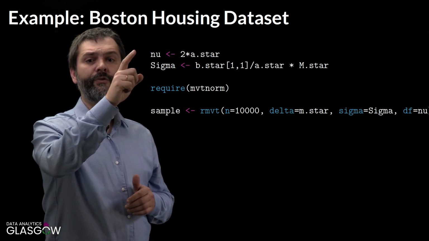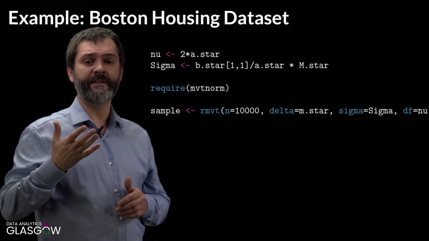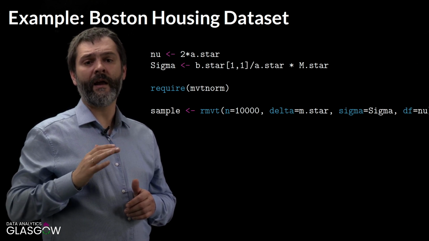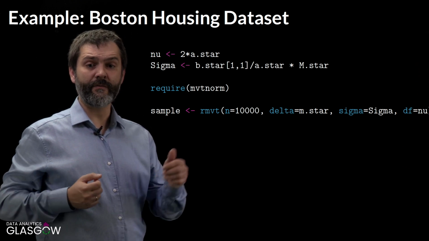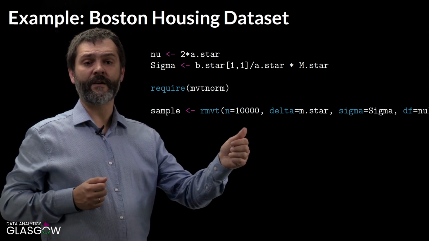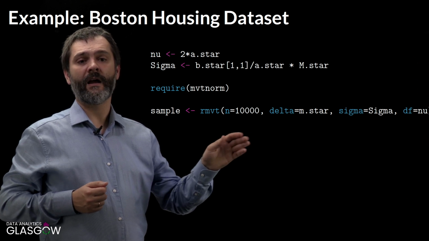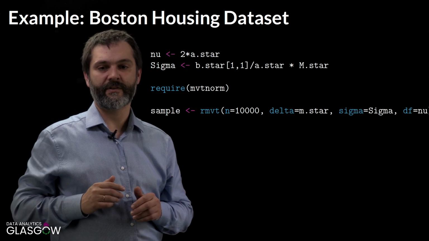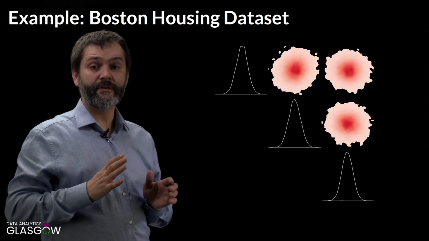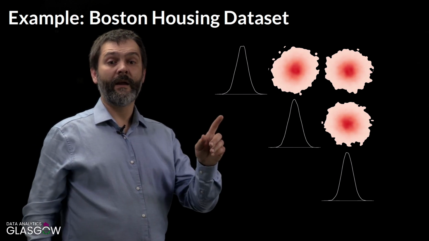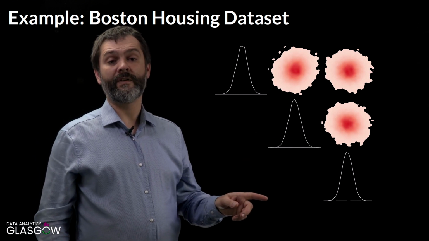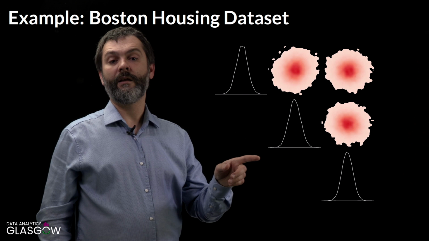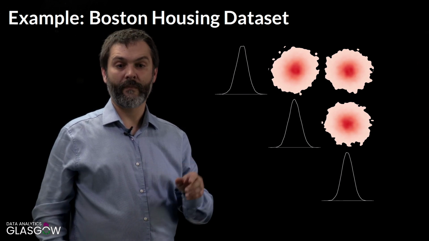So first, I'll compute nu for this Student's t distribution. I compute sigma. In package mvtnorm, I have a function for multivariate t distribution, this one. So I will draw 10,000 samples with corresponding values of multivariate t distribution parameters. Then I can use kernel density estimation to find marginal posteriors of separate betas and also combinations of betas, say beta this one versus beta that one.